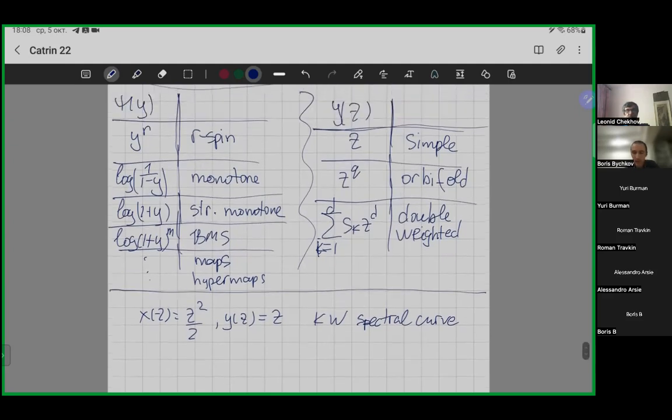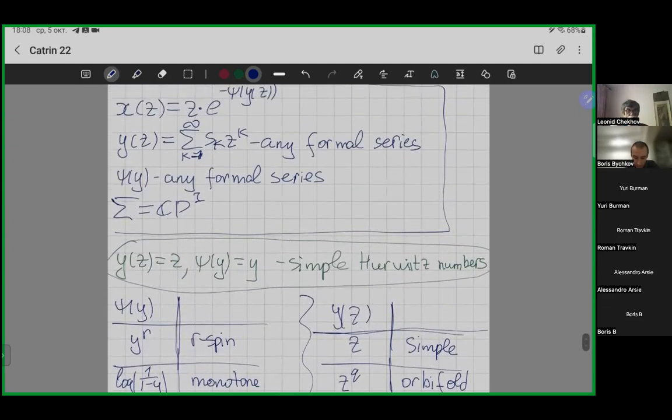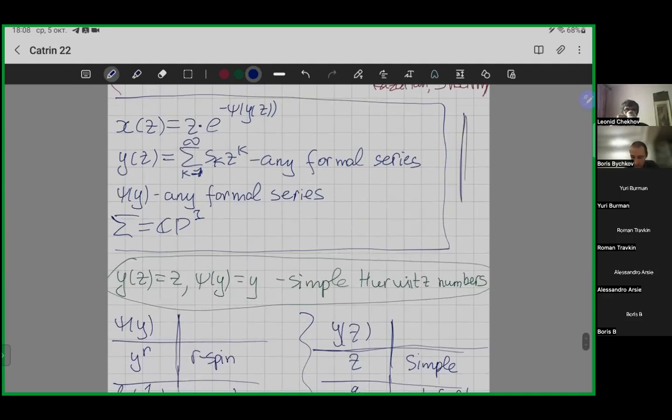And what you're saying works perfectly well in this setup also, because here we have KP tau functions of, say, hypergeometric type. So yes, it's a straightforward tau function of KP in this general setup also. Okay, nice.